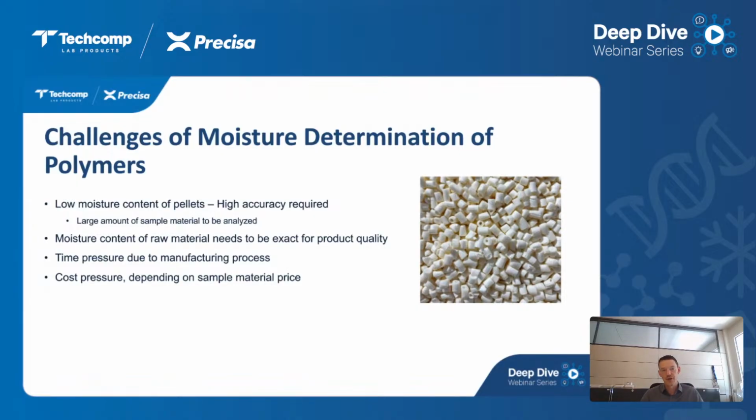There is also time pressure during the manufacturing process. After the moisture determination has been completed and the results obtained, the material needs to be processed quite quickly to avoid a change of the moisture content. Last but not least, there is always a cost pressure depending on the sample material. Prices can vary up to several hundreds of dollars per gram, especially if a new material is being developed.